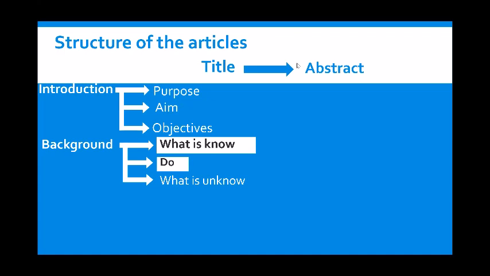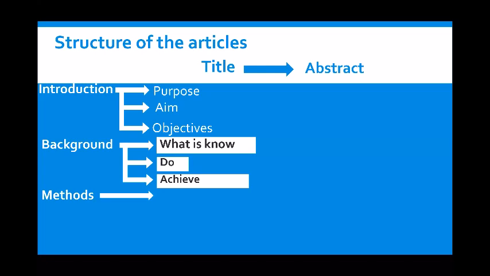So we have the known, we have the unknown, and there is a gap in the background that the researcher will do something to fill. So what is known, what they will do, and what they will achieve to get at that unknown.